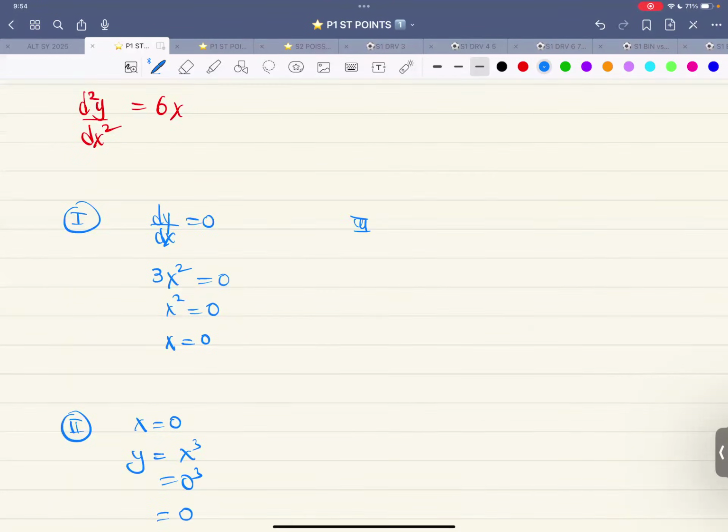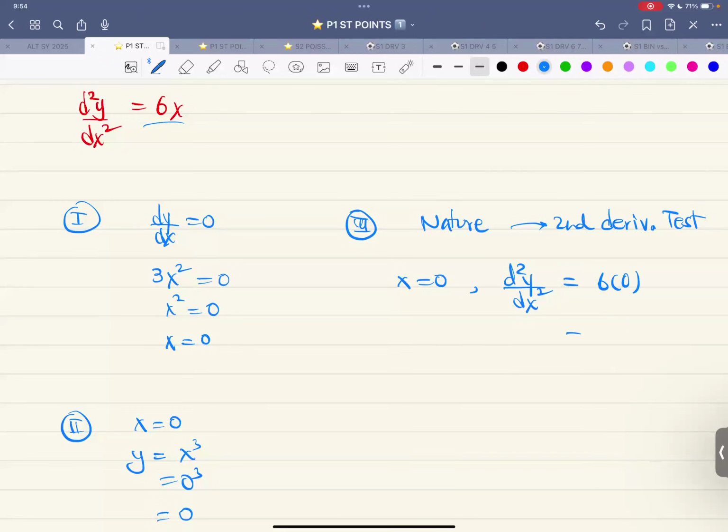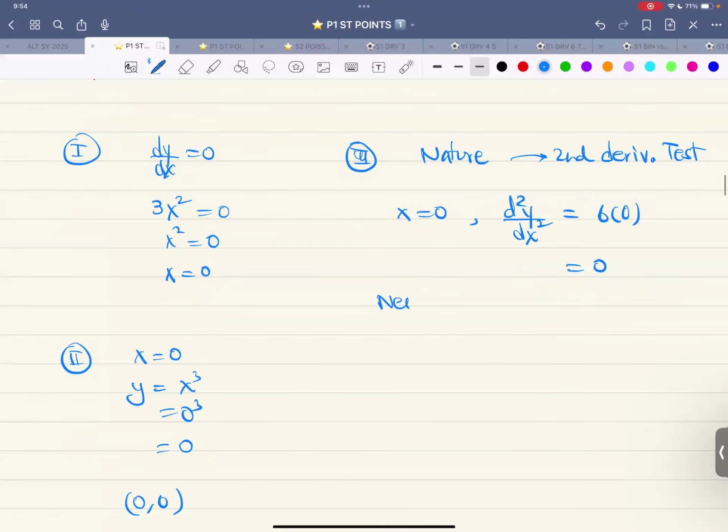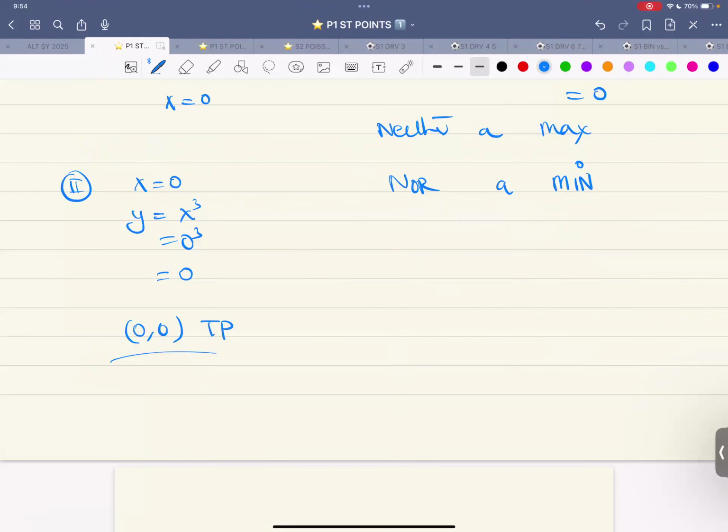The third step, that is the nature, the second derivative test. That is how it is referred. Now, x equals 0 is plugged in the second derivative. So d square y over dx square is 6 into 0, which is 0. Therefore, it's neither a maximum nor a minimum. Yes, it's a turning point. Of course, there is a turning point, but the nature is neither a max nor a min.